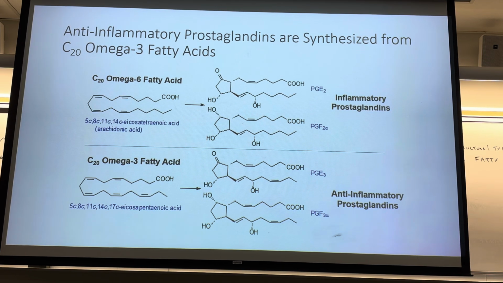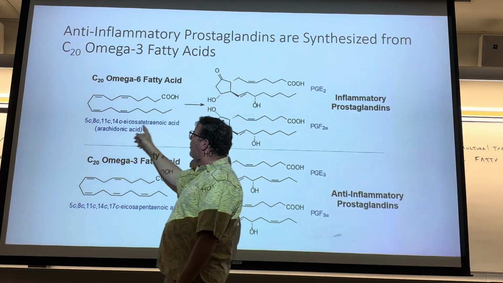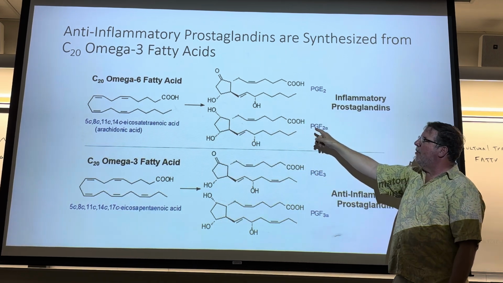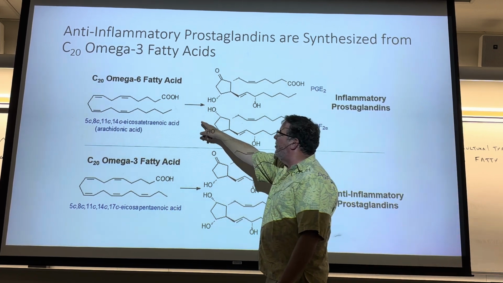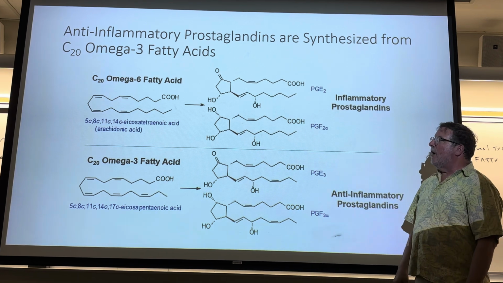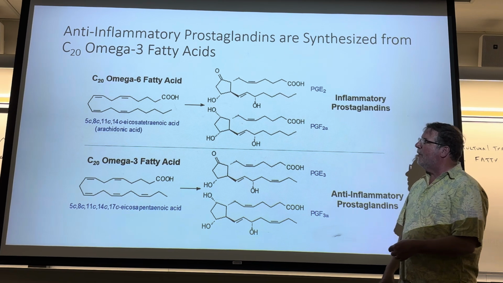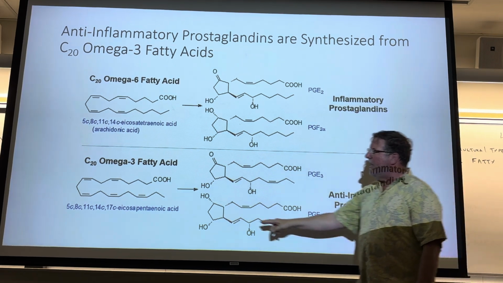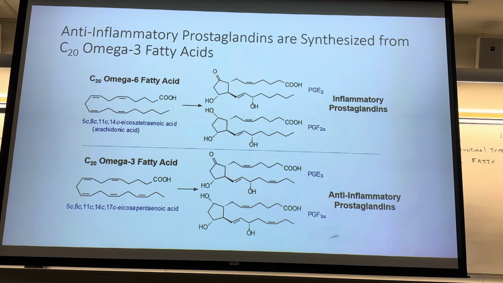So the anti-inflammatory prostaglandins are synthesized from these 20 carbon fatty acids. Again, this is the whole story. I'm adding some examples of the signaling molecules. So here's arachidonic acid, the precursor to these inflammatory prostaglandin signaling molecules. Cyclooxygenase is one of the enzymes involved in that conversion, and that's why those are anti-inflammatory drugs, because you're blocking the production of these inflammatory signaling molecules. The EPA down here gets converted to these more anti-inflammatory molecules. It makes a really nice story.